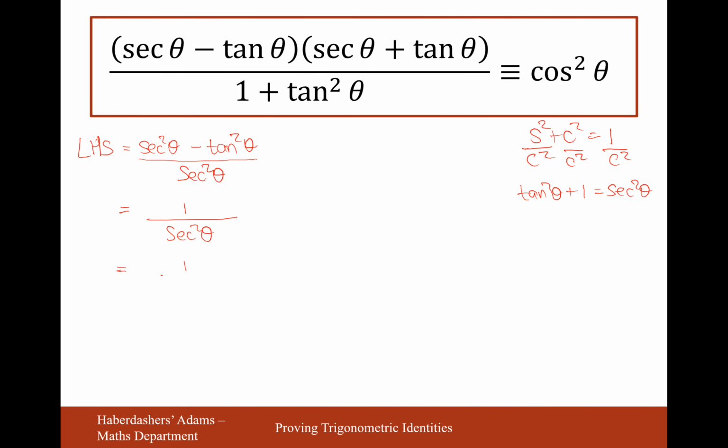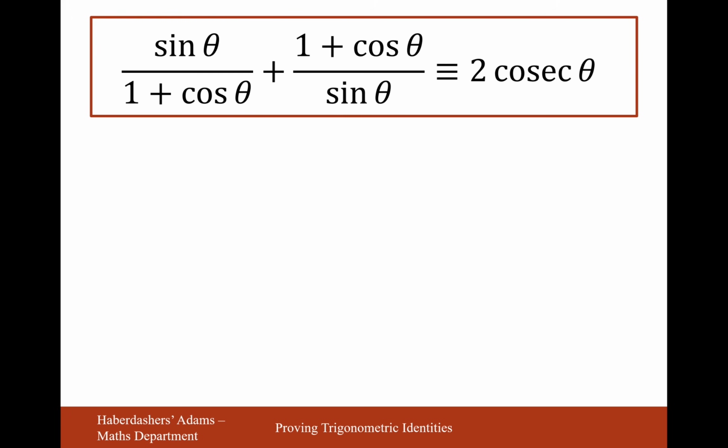So this is effectively 1 over 1 over cos squared theta. And if you've got 1 over 1 over something, that's just equal to cos squared theta, which is equal to the right hand side. Lovely, so there we are. That's how we do this one. 2 more to go then.